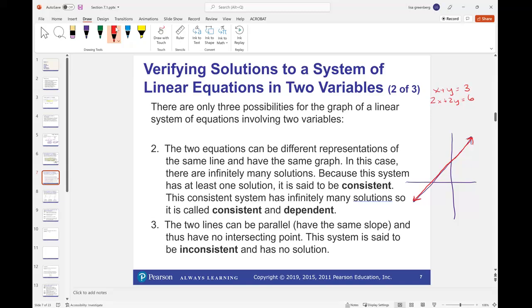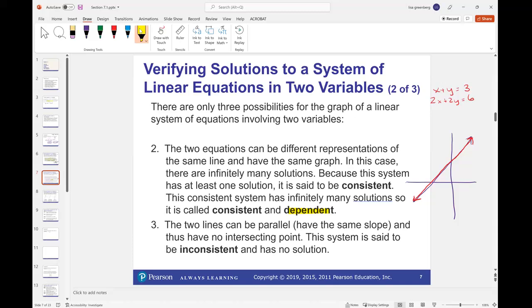So they would have a solution, it would be consistent, but they're dependent, right? Because they're the same exact thing. So it's consistent but dependent because they're the exact same line. Okay, they depend on each other.